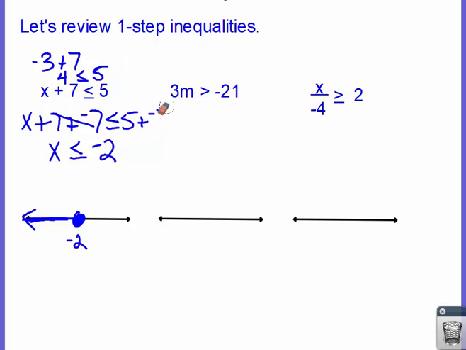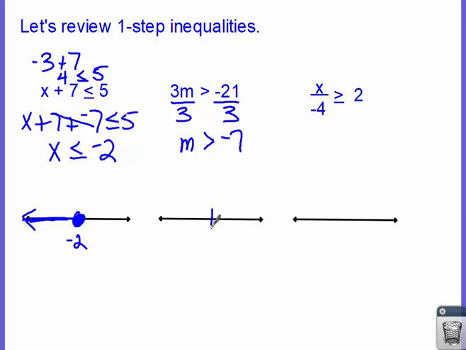Now let's look at multiply. With multiplication, we know that we divide. If I take this multiply by 3 and divide by 3, we end up with m is greater than negative 7. Now we need to remember there is one thing we have to look at when dealing with multiply and divide: the coefficient. If this coefficient is positive, we solve it just like an equation. But if this coefficient is negative, then we have to flip the inequality. In this particular case, I don't have to worry about it.